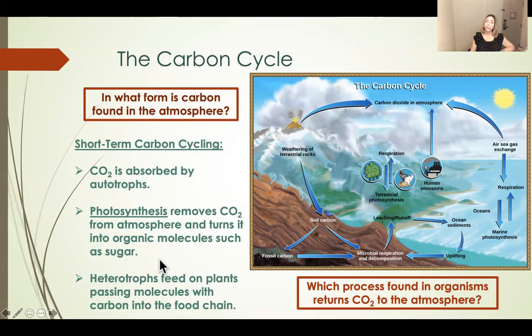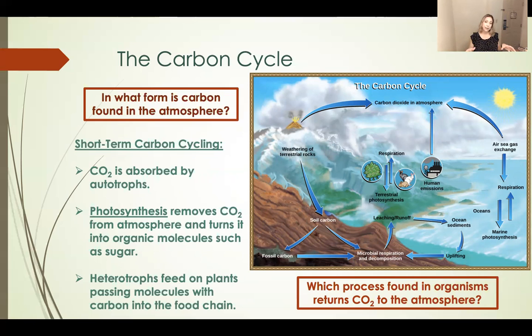Now, heterotrophs feed on plants or on animals that feed on plants, right? So when, say, an herbivore eats a plant, it is taking the carbon in the plant tissues and it's now in its own body, right? So that carbon is going from plant to the organism that eats the plant. That is part of carbon cycling.